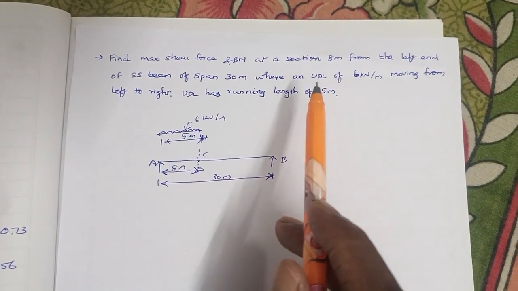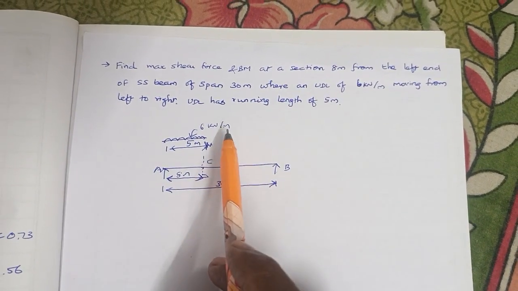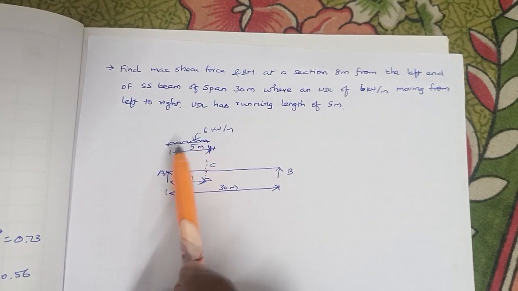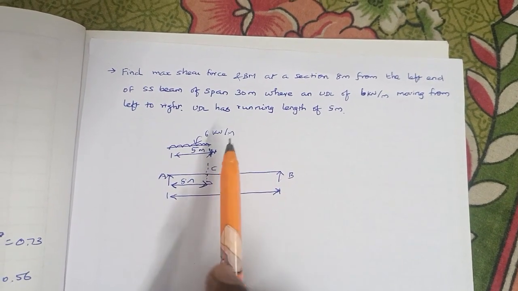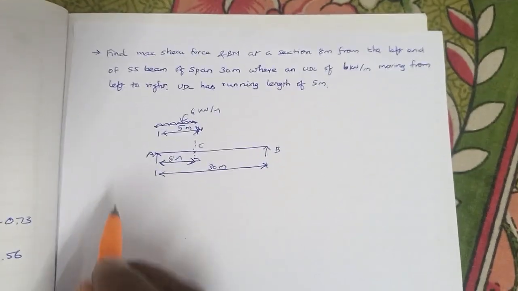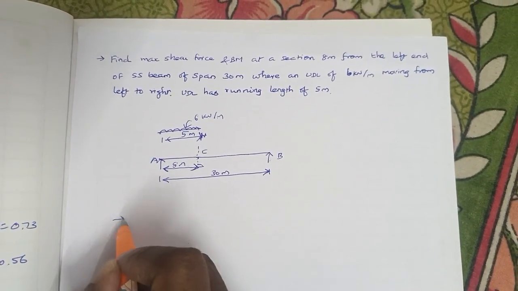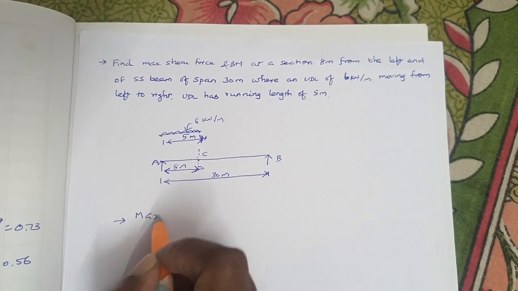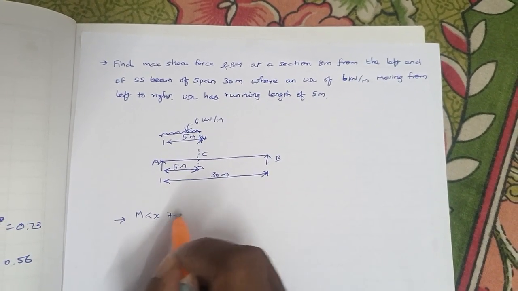We have a UDL of 6 kN per meter magnitude moving from left to right. The UDL has a running length of 5 meters. So the first thing is to find the maximum positive shear force.